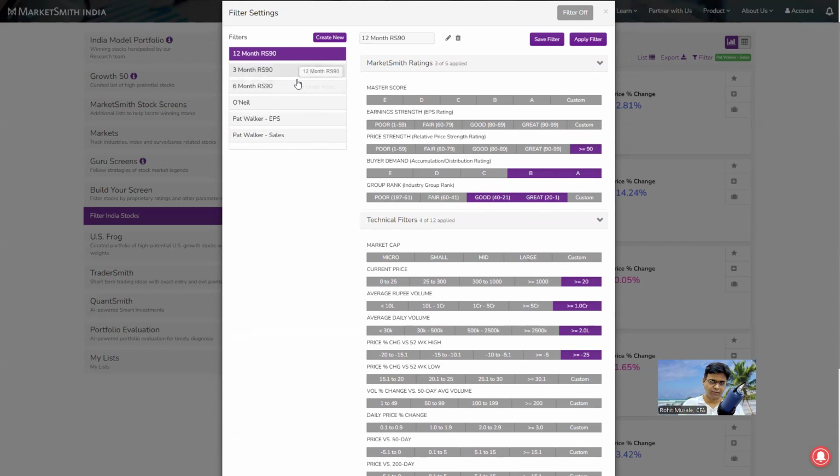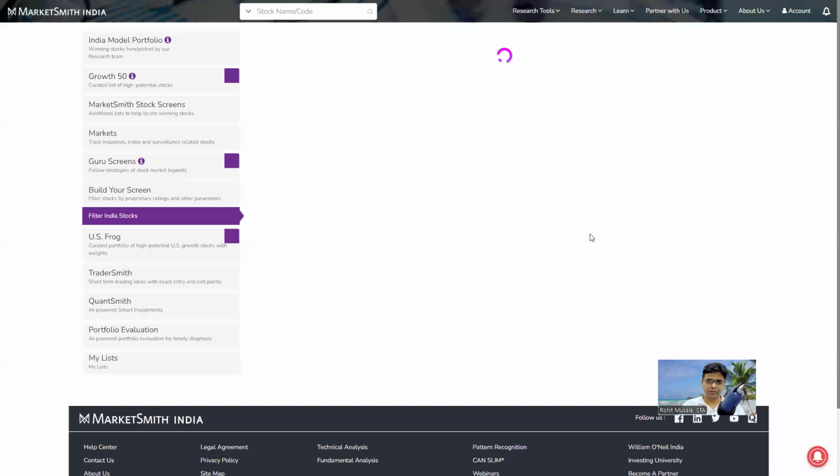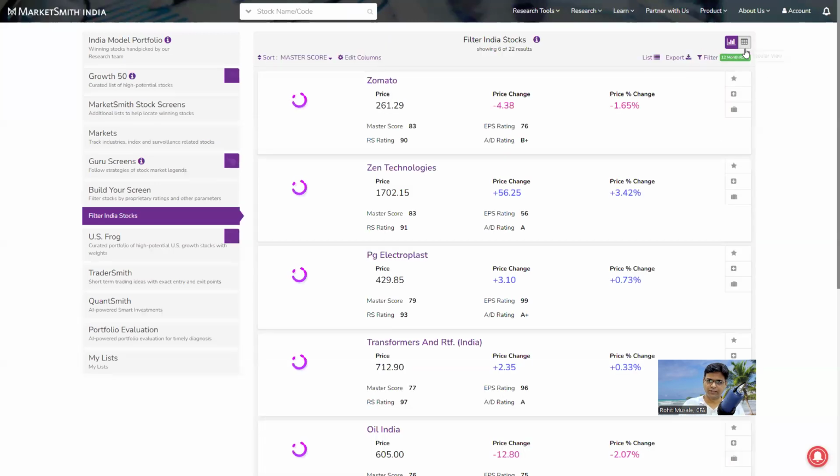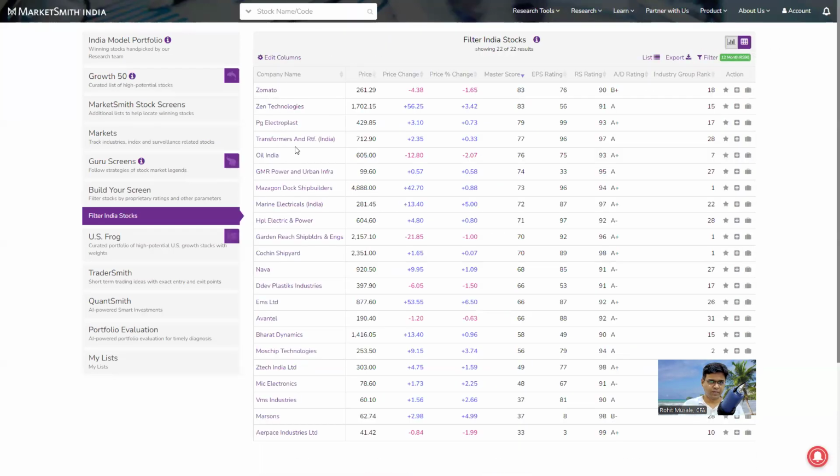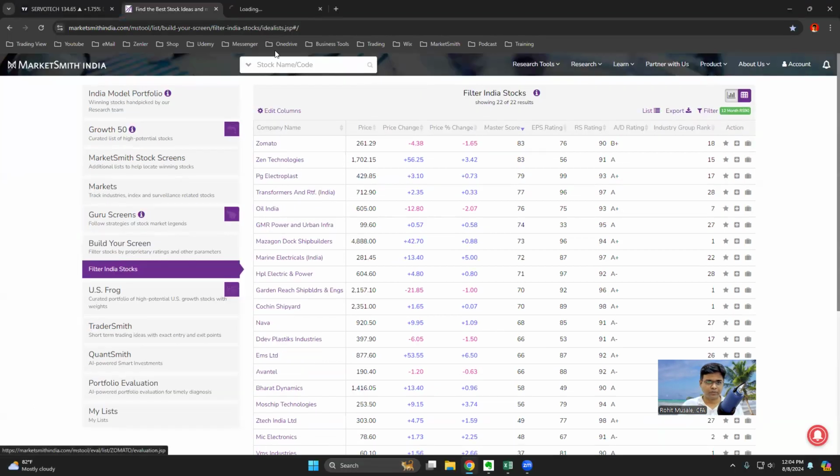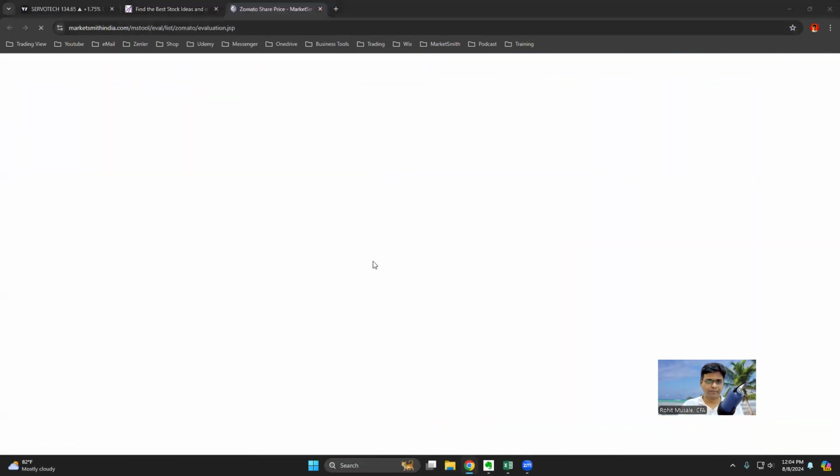What is different between these 3 is the relative strength filter. Now, as you can see here, the relative price strength is more than or equal to 90. So let's apply this filter, okay? Let's see what stocks we get. So let's say we have Zomato. So let me open that stock for you. Okay.